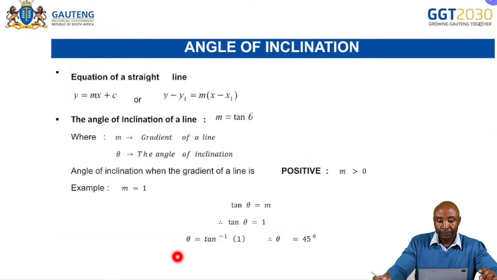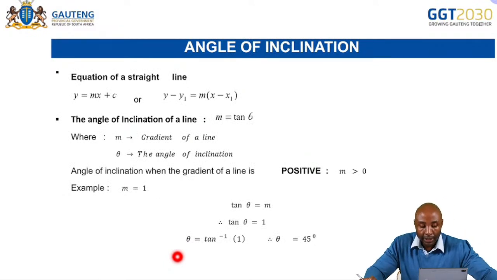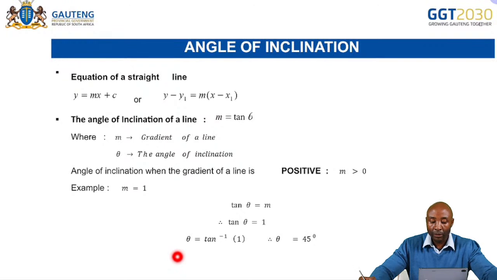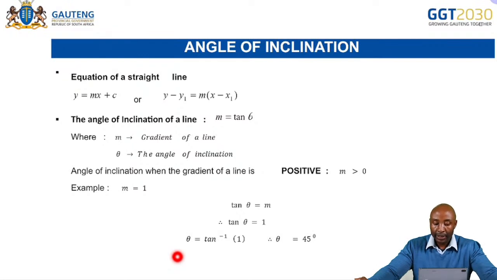We move on. I've given you, so it means for this angle of inclination, we might be given the equation of a line, or we might be required to calculate the gradient of a line. And you will realize that the equation of a straight line can be given as that, or the other one. I have talked about this. And the angle of inclination, as I have alluded to, will be given as the steps.